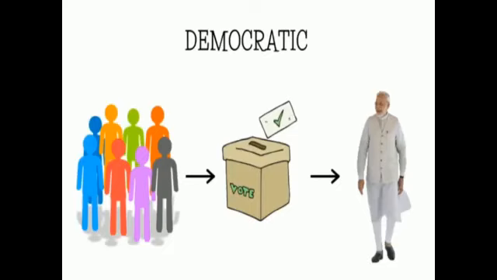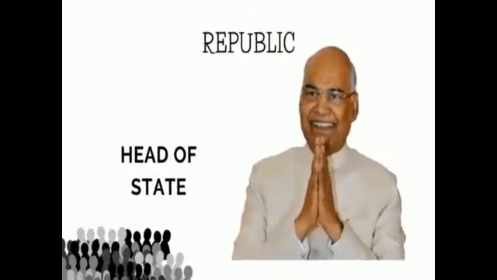The term democratic is used in the preamble in the broader sense, embracing not only political democracy but also social and economic democracy. Republic. Children, a democratic polity can be classified into two categories: monarchy and republic. In a monarchy, the head of the state, usually a king or queen, enjoys a hereditary position, that is, he comes into office through succession. Example, Britain.